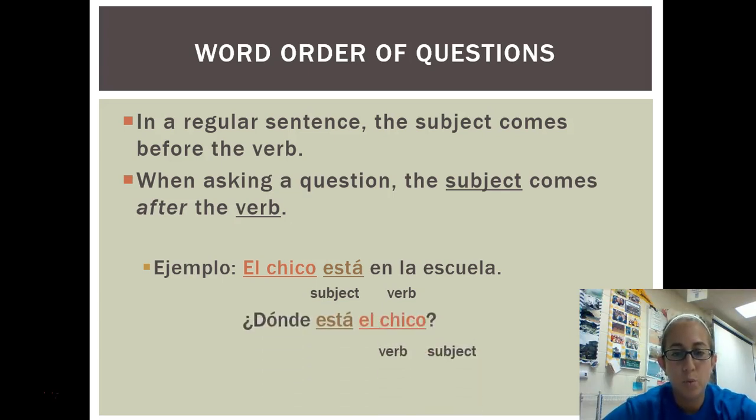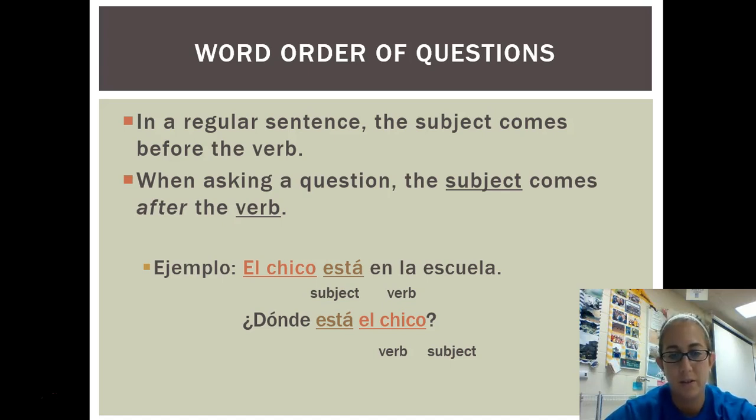But if I want to ask where is the boy, ¿dónde está el chico? Notice my subject follows the verb. So ¿dónde está el chico? It would not be correct to say ¿dónde el chico está? Not correct.